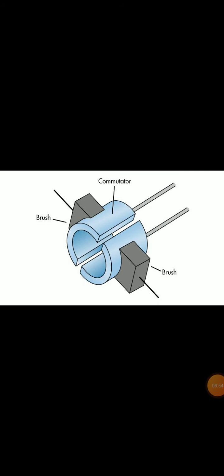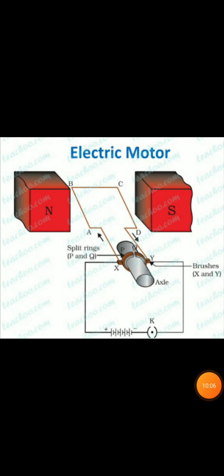So in this figure, you can clearly see how a split ring is attached with two different brushes. And then these brushes X and Y are attached with the ends of a battery. X brush is attached with the positive terminal of a battery, and Y brush is attached with the negative terminal of the battery. In between there is a key. So these are all the components of an electric motor, and we have seen how they are arranged.